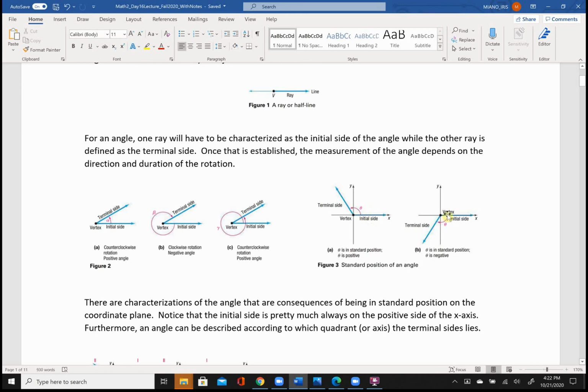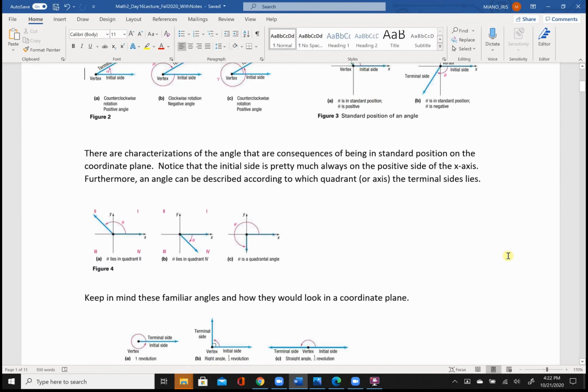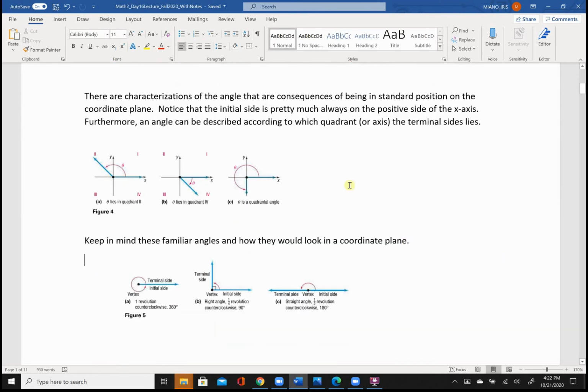And when you have a clockwise swing associated with your angle measure to get from the initial side to the terminal side, then the angle is negative, as you can see here. Okay, so what is next?